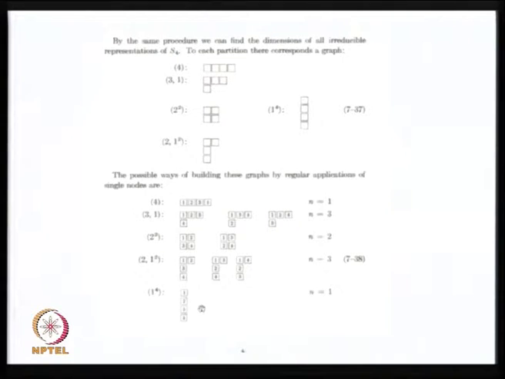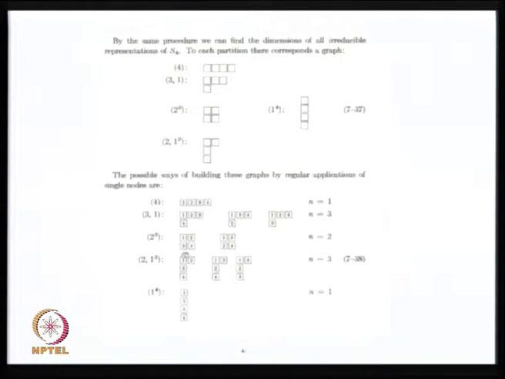Now, the point is, after filling out, count the number of ways you could fill out. In the first case, for this pattern, there was only one way of filling, so we write n equal to 1. Then there are 3 different ways of filling this pattern 3, 1, so we call it n equal to 3, and this one is 2 and so on. So this gives 2, this has 3 ways, this is 1 way. This gives the dimensionality of each of the irreps.